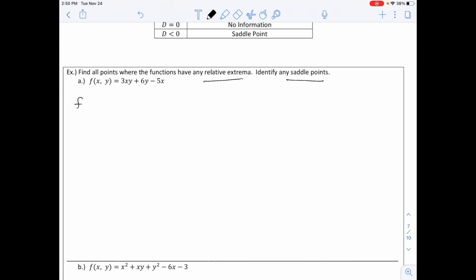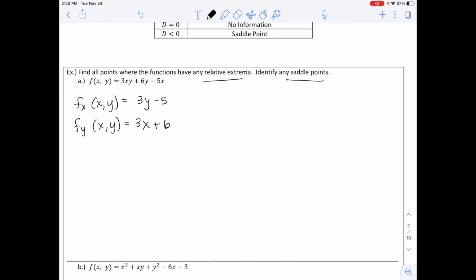So f sub x of (x, y) is going to be taking the derivative of my function with respect to x. The first term would be 3y, 6y is going to be 0, and then minus 5. And then taking the partial derivative with respect to y, the first term is going to become 3x, plus 6y, the derivative is just 6, and then 5x would be 0. So in order to find our critical point, that point (a, b), we need to solve this.